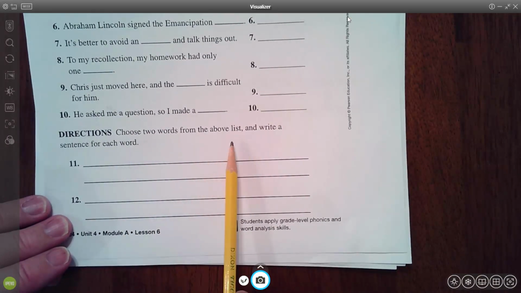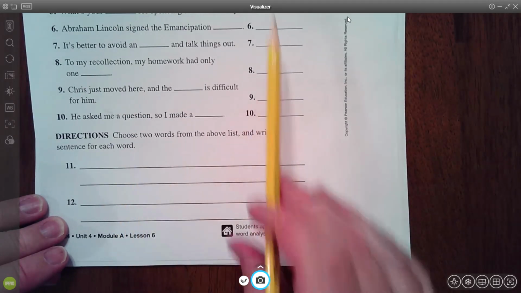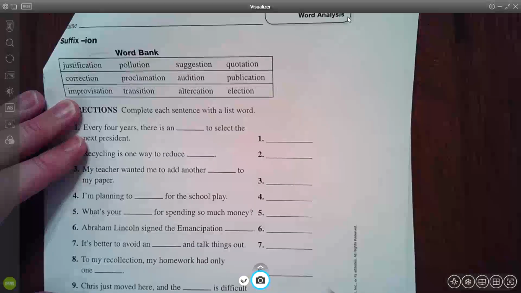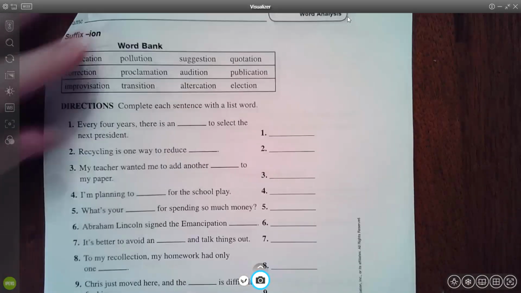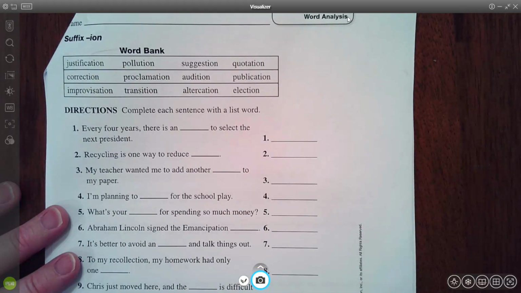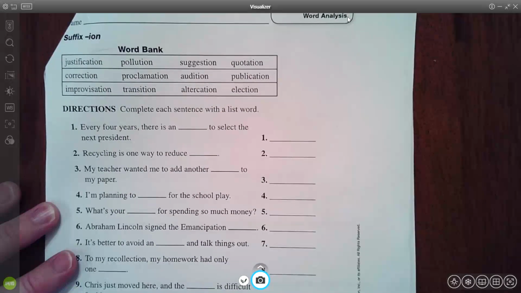Choose 2 words from the above list and write a sentence for each word. It doesn't say choose the 2 you didn't use, so you could use any one of these you want to. So if you happen to know what audition means, because you watch a lot of American Idol or something, or The Voice, then you can write your sentence about that. If you want to say correction or transition or pollution, those are ones you can write about.